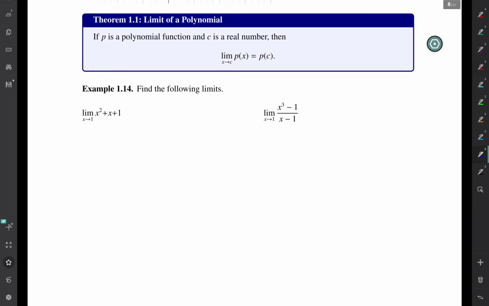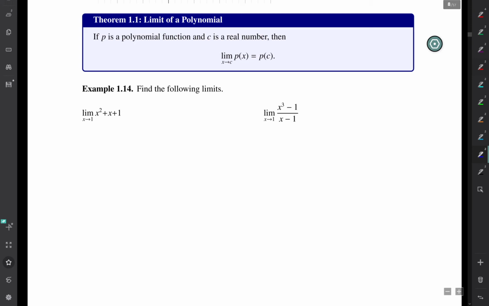Okay, in example 1.14, we're going to use Theorem 1.1 to evaluate these limits. Theorem 1.1 says that if p is a polynomial function and c is any real number, then the limit as x approaches c of p of x is just p of c. You just plug in c for x and that will be the limit. I think I've mentioned this in a previous video, but here's the actual theorem written down.